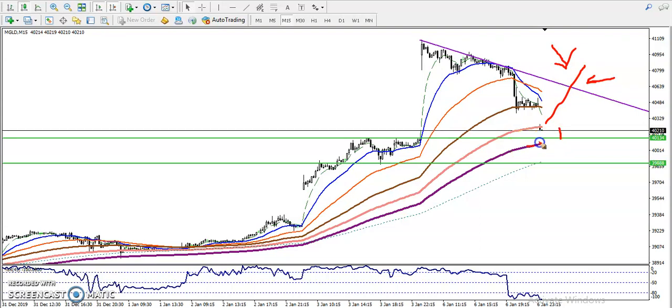All right, we have seen the 200 exponential moving average is there, and we are looking for a bullish candlestick pattern somewhere here. Once a bullish candlestick pattern appears above this resistance line, we'll place a buy order above it.